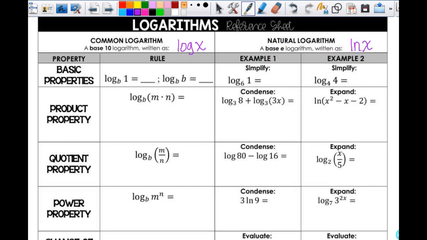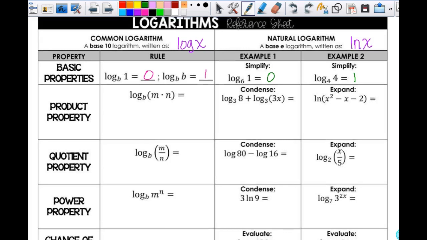Okay. So some basic properties that we need to know. Log base b of 1, and b could be any positive number, right? What is log base anything of 1 going to be? Zero. Because what this is, if I rewrite it, is b to the 0 power equals 1. So there you go. All right, then log base b of b, what's that going to be? 1. Because b to the first power equals b. That's what's going to happen when you rewrite it as an exponential. So your examples over here, log base 6 of 1 is what? 0. Log base 4 of 4 is 1. Okay, so those are super easy.